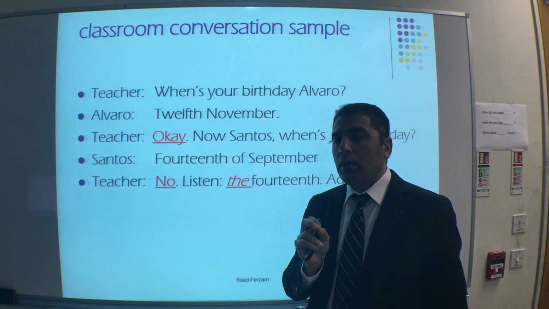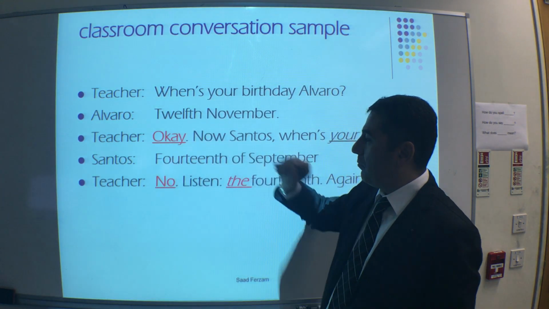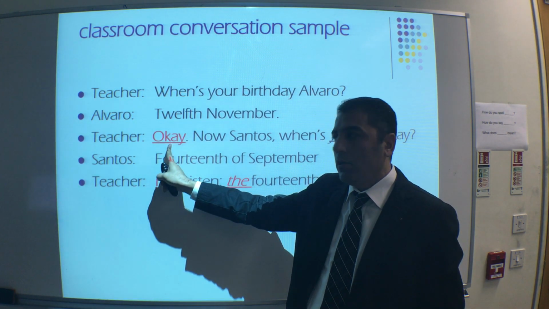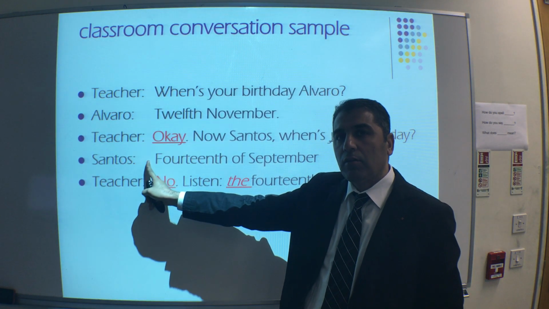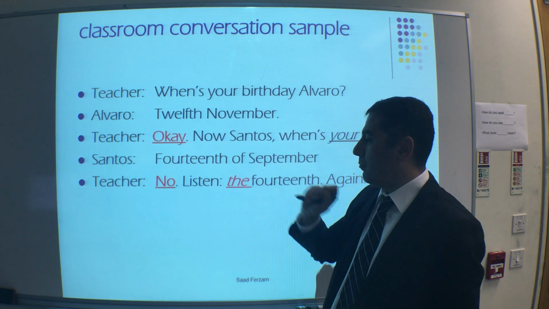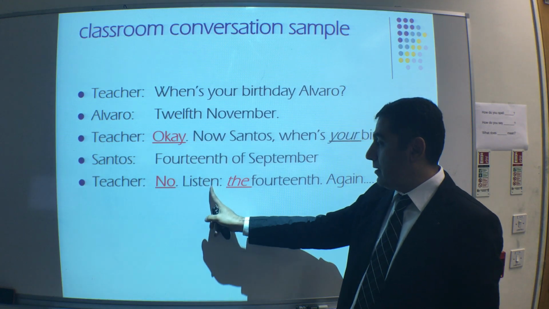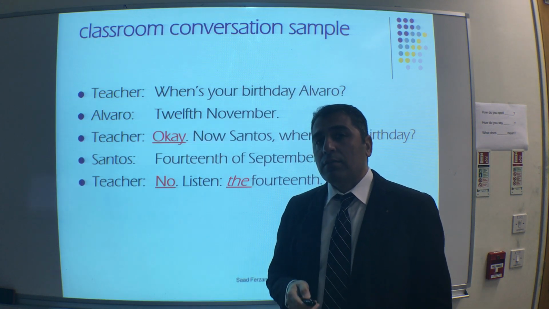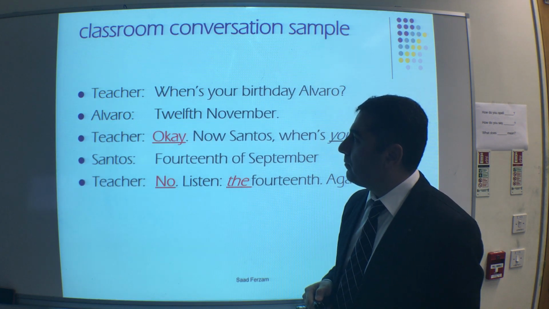What's interesting here is that there are mistakes here, obviously. "The 12th of November." So there are 2 missing things here. But the teacher approves it and says, "Okay." Whereas for Santos, he had one mistake. He missed the definite article here. He should have said the 14th of September. He said 14th of September. Yet, the teacher disapproves it and says, "No, listen, the 14th." Now, it's fun to see what the teacher thought about all of this and what the students thought.